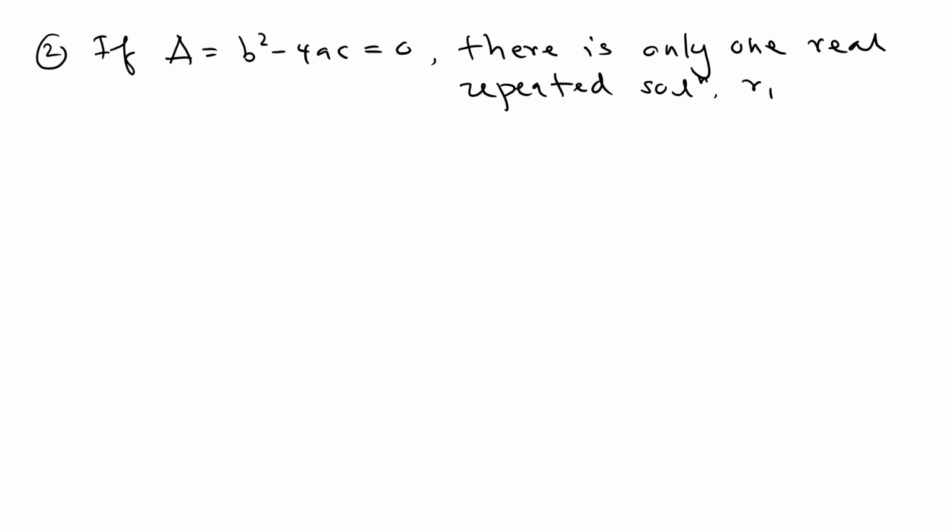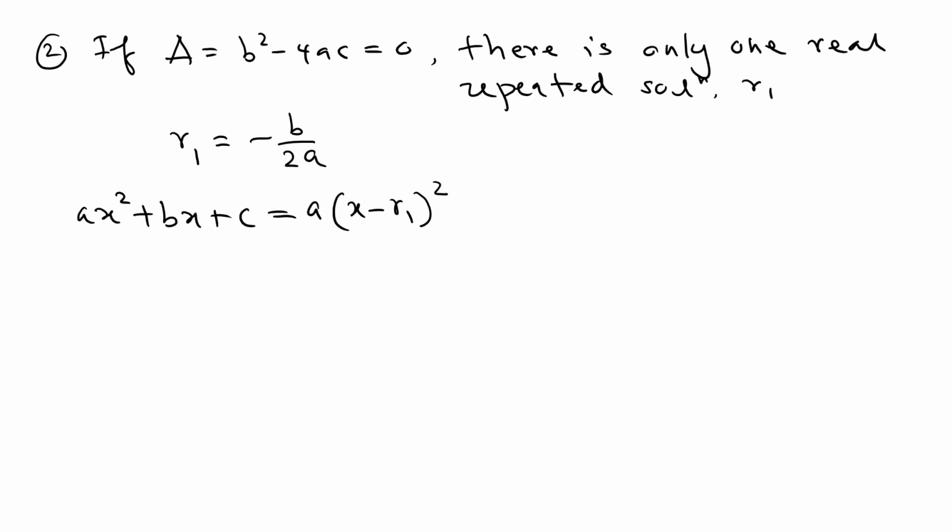And then you can see that this R1 is simply given by negative b over 2a. The reason is the square root term disappears, so there are no other terms. So it's just the first part. And in this case, what we can do is factor out. So ax squared plus bx plus c, if you pull out a, it can be written as a times x minus r1, the whole thing squared, because it's a repeated factor. So we normally call these kinds of things a double root.